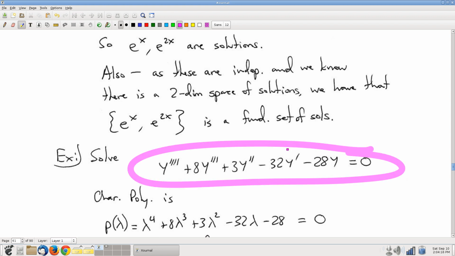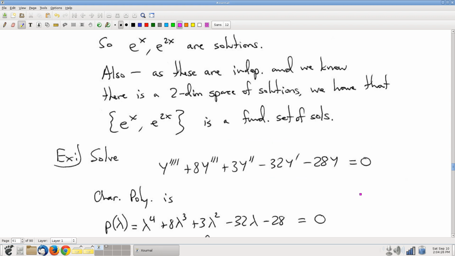Let's solve this fourth order constant coefficient linear differential equation. Again, homogeneous only for the moment. We'll talk about non-homogeneous later. Okay, well, characteristic polynomial. 4 derivatives becomes 4 factors of lambda. 3 derivatives becomes 3 factors of lambda. Coefficients come along for the ride as usual, and etc. Okay, so here's our characteristic polynomial.